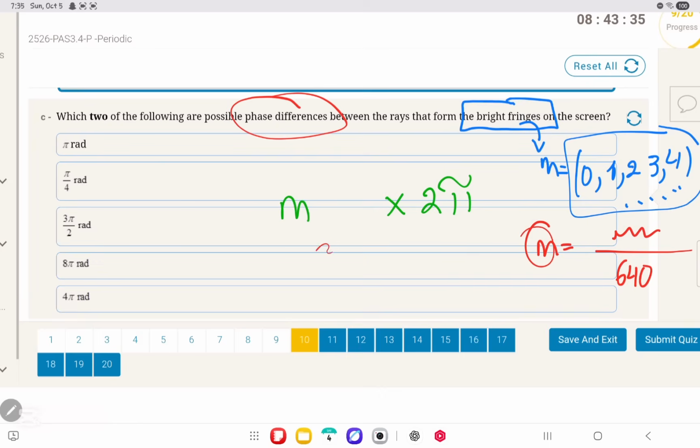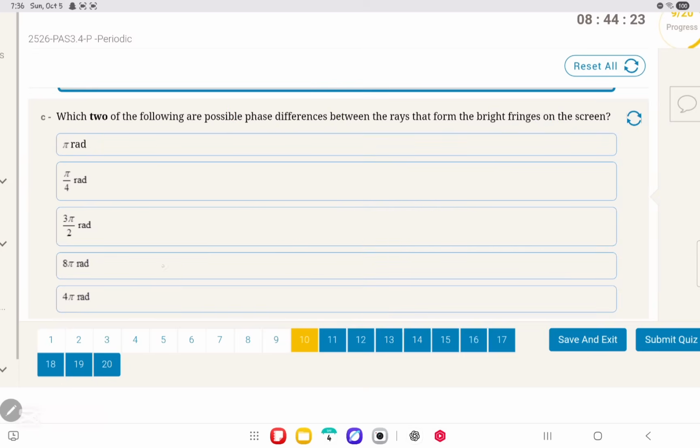0 times 2 pi, that's going to be 0. So this is the first phase difference, that it can be 0. Then for the second phase difference, it's going to be 1 times 2 pi, which is 2 pi. It's not any of our answers, so we don't choose it. For the next one, we substitute m with 2. So 2 times 2 pi, that's 4 pi. Yes, it's one of our answers. Then 3 times 2 pi, 6 pi, not one of our answers. Then 4 times 2 pi, that's going to be 8 pi. Yes, it is one of our answers. And I think that these are all of the possible answers.